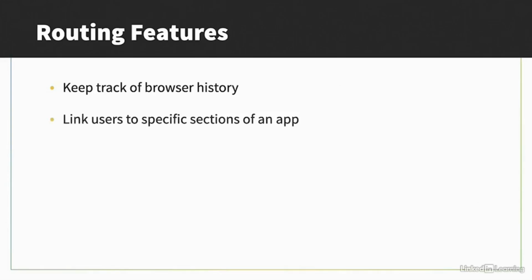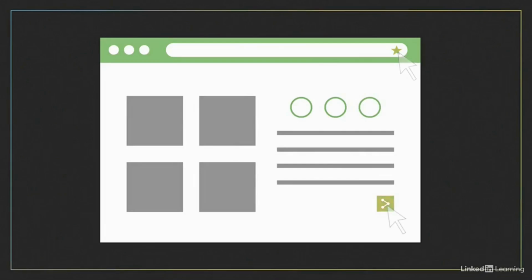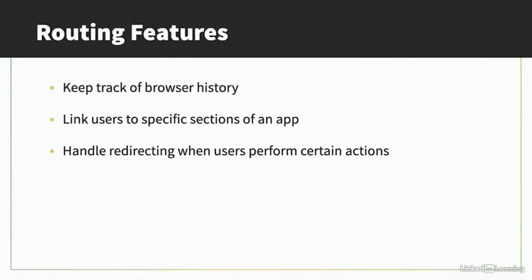An efficient routing solution should also keep track of browser history, so users can navigate the app using the browser's back and forward buttons, and even refresh the app while keeping the UI in sync with the URL. And routing should link users to specific sections of an app. For example, if a user bookmarks or shares a URL in your app, the URL should always direct the user to the correct location. Similarly, the router should handle redirecting appropriately when performing other actions within the app, like submitting a form or common user events involving creating, updating, and deleting content.